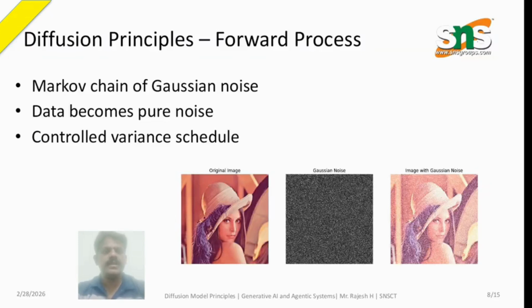So here the diffusion principle in the forward process: if you see, the data becomes pure noise, and it is being controlled with the variance schedule. Here the original image is given, a woman wearing a hat, and the central image is a Gaussian image, completely noise added. And finally from the Gaussian image, we are reproducing the result as a photorealistic image.